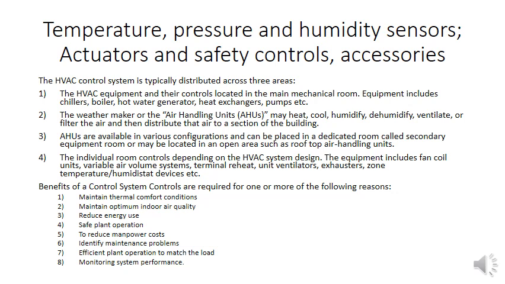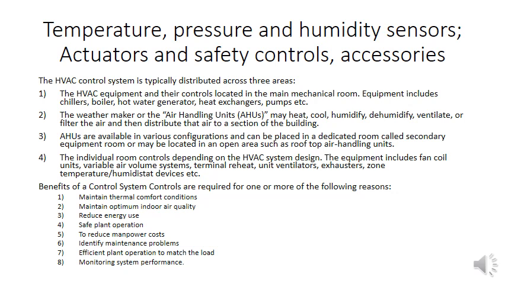The air handling unit may be part of central air conditioning, or it may be installed separately on different rooftops. If a large air distribution system is there, then we can control the AHU separately for each building, where all the buildings are centrally air conditioned by the centralized plant. The individual room control also depends on the HVAC system design. If we are using individual room control, then it must include fan coil units, variable air volume systems, terminal reheat units, ventilators, exhausters, and all the measurement devices, temperature and humidity devices.